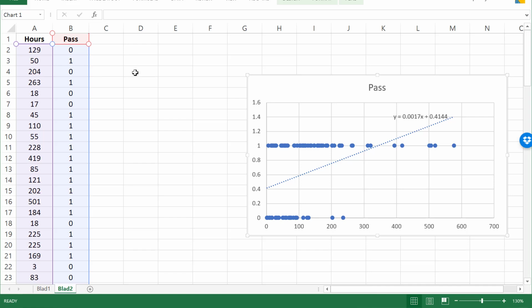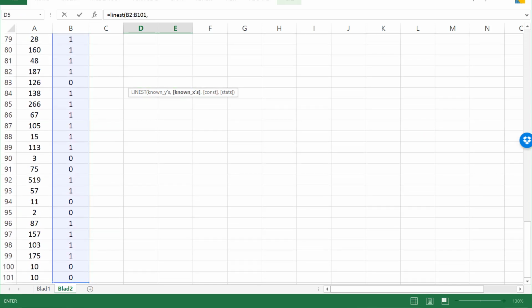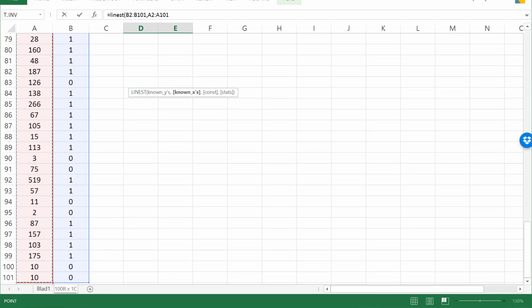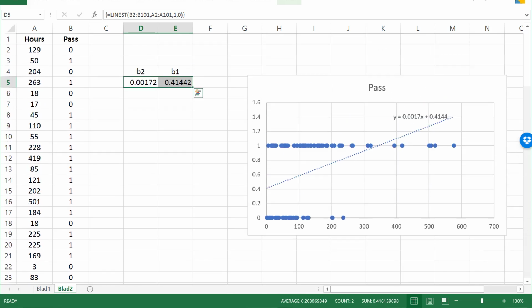If we look particularly at the OLS estimates, I do a linear regression. My dependent variable is the dummy variable, and my x variable is the number of hours that we study. We include an intercept and no statistics in this case. We have the following result.